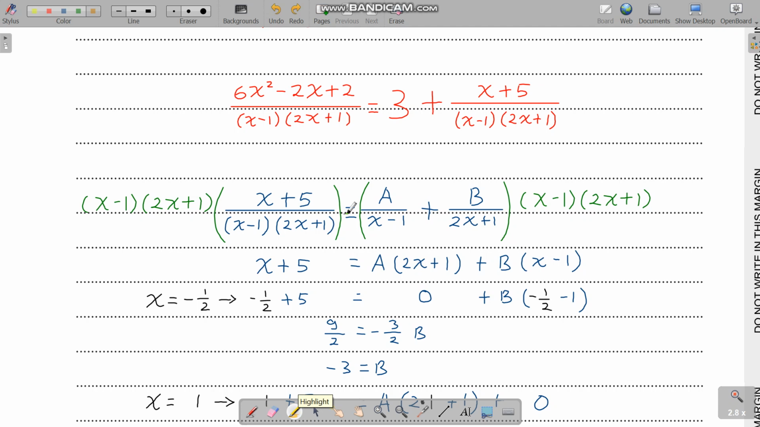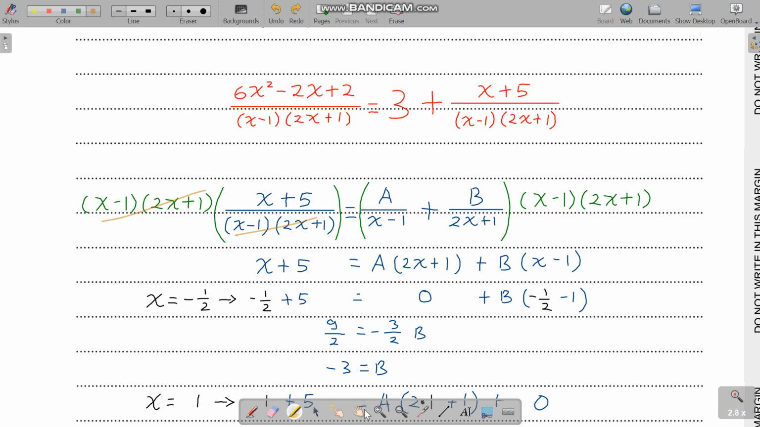So we use the form simple linear, so something over x minus 1, and also simple linear, something over 2x plus 1. We multiply both sides by the denominator, so we cancel out. On the left we have only the numerator. On the right, when we multiply, we cancel out. We have A times 2x plus 1, and we cancel out, we get B times x minus 1.